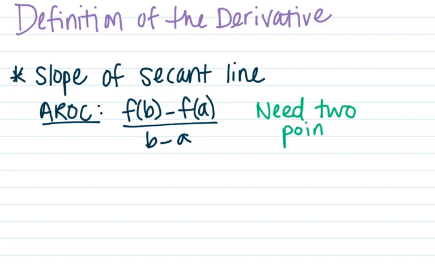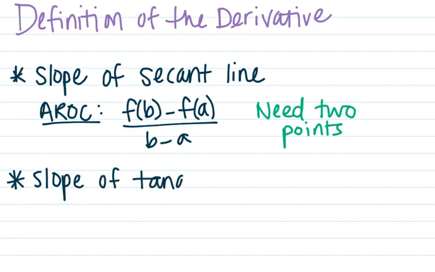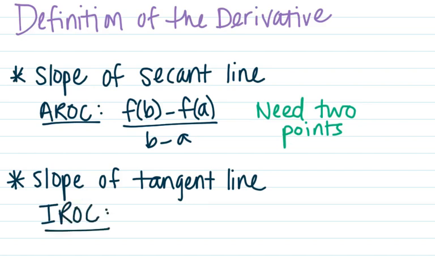We found that when we tried to use the same point to find that rate of change at an instant, it gave us the indeterminate form of 0 over 0. So that brings us to the slope of a tangent line. And we found that this was able to give us that instantaneous rate of change. But in order to do that, we had to use a limit.